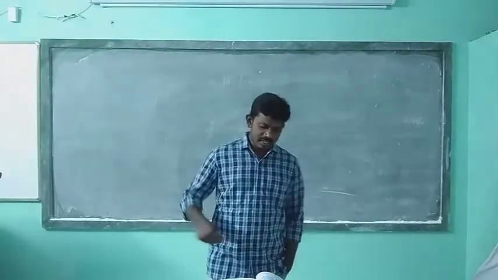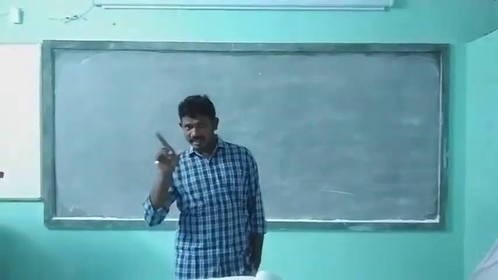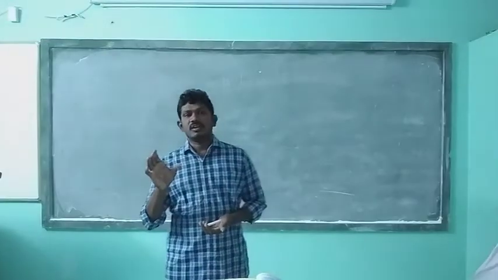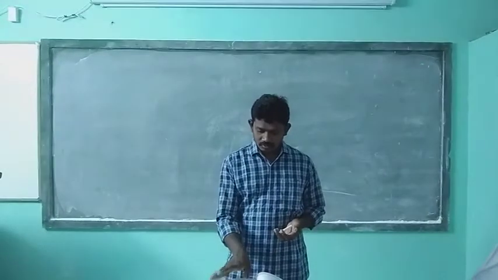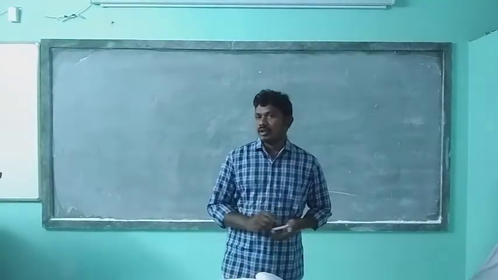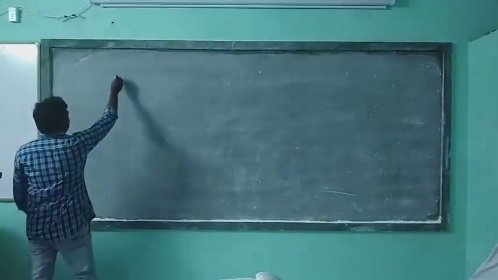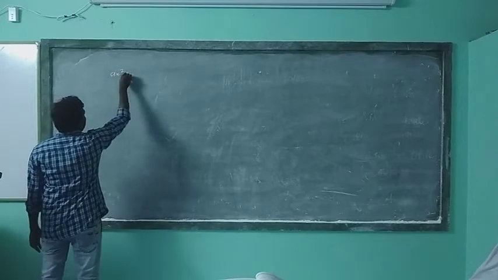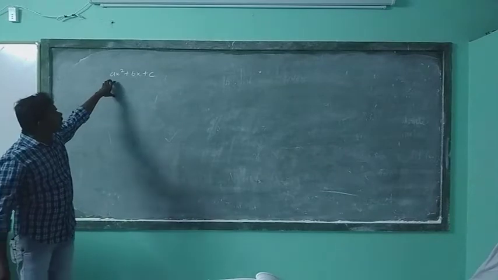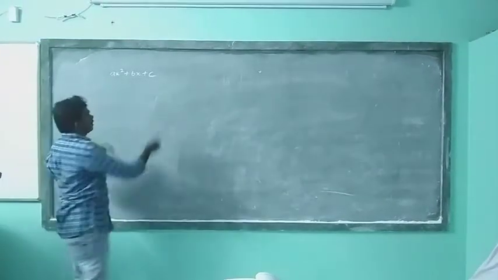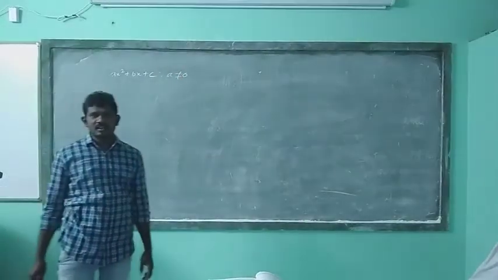Okay, in the previous class we learned how to represent a quadratic polynomial on the graph sheet and how to represent a cubic polynomial on the graph sheet. Now, in general, a quadratic polynomial has the form ax square plus bx plus c, if a is not equal to 0.